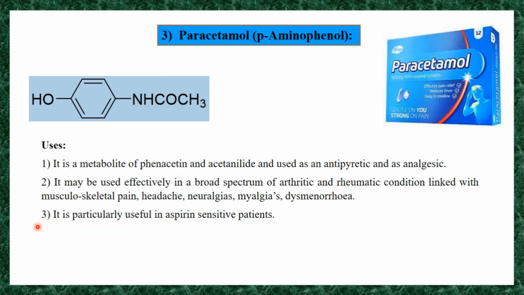The next one is paracetamol, which is a derivative of para-aminophenol, and these para-aminophenols are also known as coal tar analgesics, as they are derived from aniline. Among the isomers of aminophenol, the para isomer is found to be less toxic, while the meta is more toxic. So the para isomer is found to be less toxic.